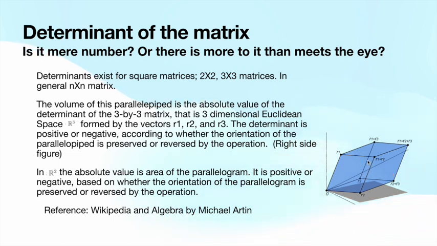This is what the determinant of the matrix is. This value is going to be positive or negative based on the orientation of the parallelepiped, that is, whether it is preserved or reversed by the operation. If it is reversed, then it is negative. If it is preserved, then it is positive. This parallelepiped volume is in R3, that is Euclidean space, three-dimensional space. In R2, the absolute value is the area of a parallelogram. It is not the volume. It is positive or negative based on whether the orientation of the parallelogram is preserved or reversed by that operation. Again, I have taken this reference from Wikipedia and the book Algebra by Michael Artin.